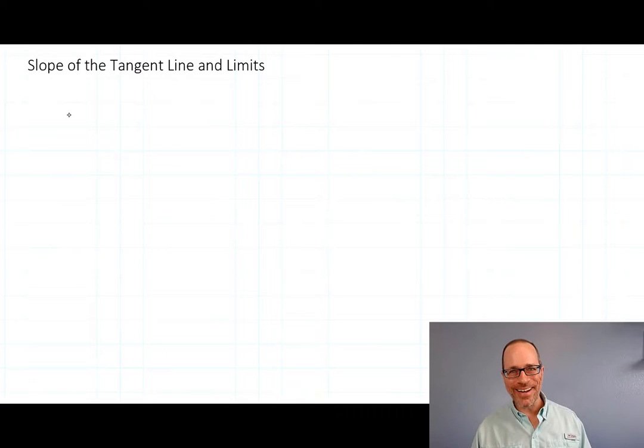All right, welcome back. We're going to talk about the slope of a tangent line now, and it'll also involve the notion of the limit again.